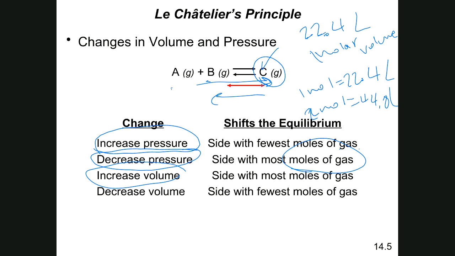Increasing volume and decreasing pressure is the same thing. That's based on Boyle's law, P1 V1 equals P2 V2. If you increase the volume, pressure is going to go down. If you decrease the pressure, volume is going to go up. So these two are the exact same thing, decreasing the pressure or increasing volume is the same thing. Just remember, that is information you need from the gas laws from 1045.